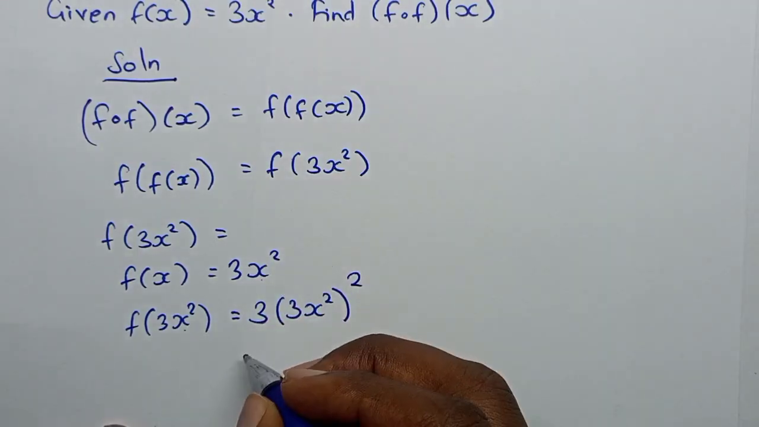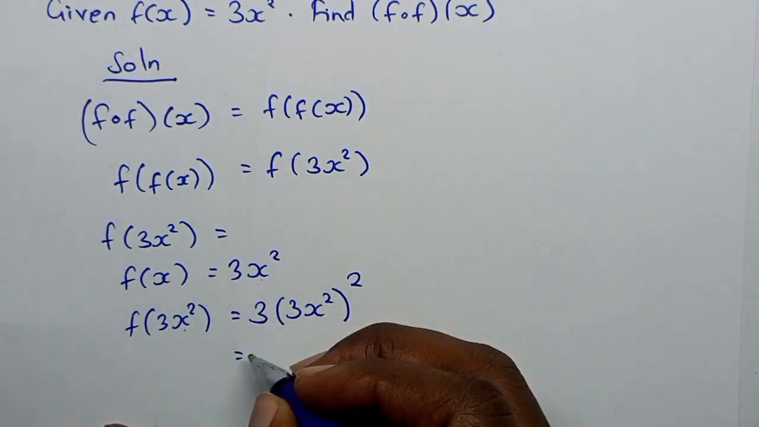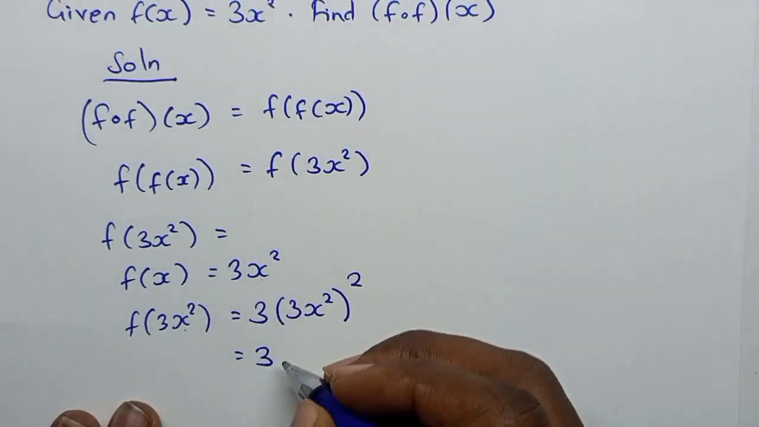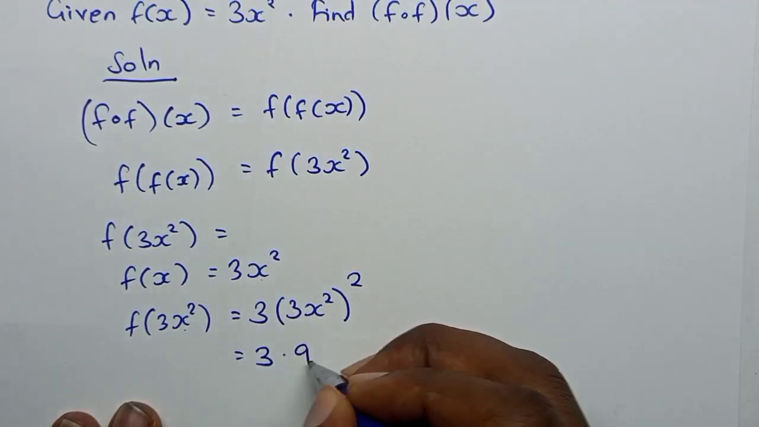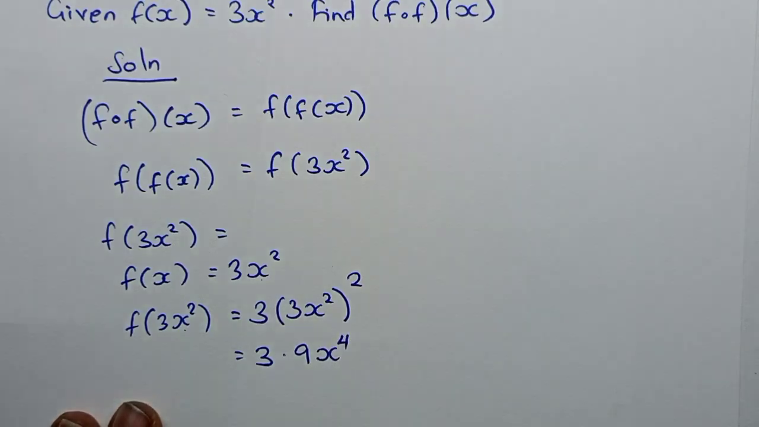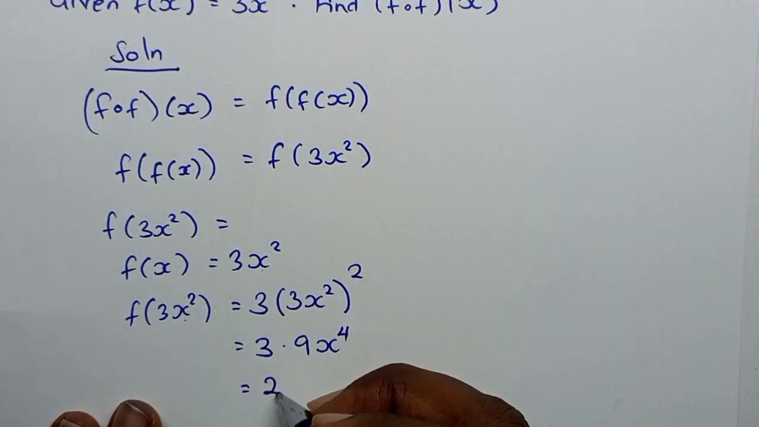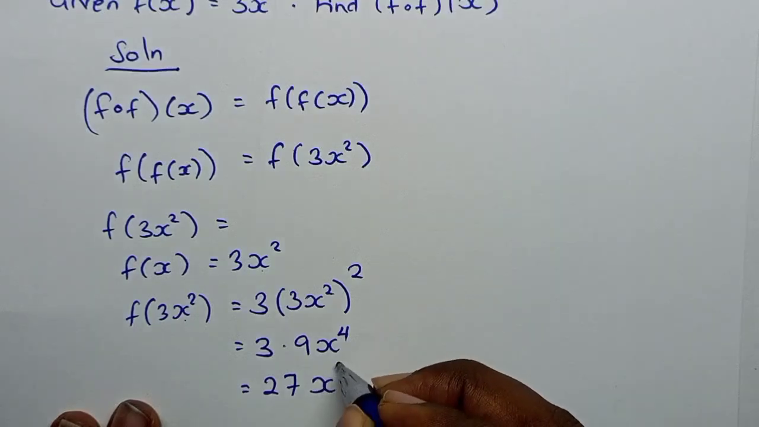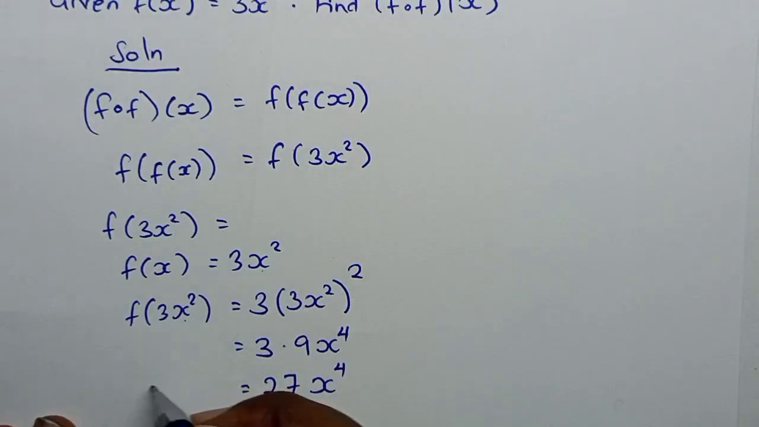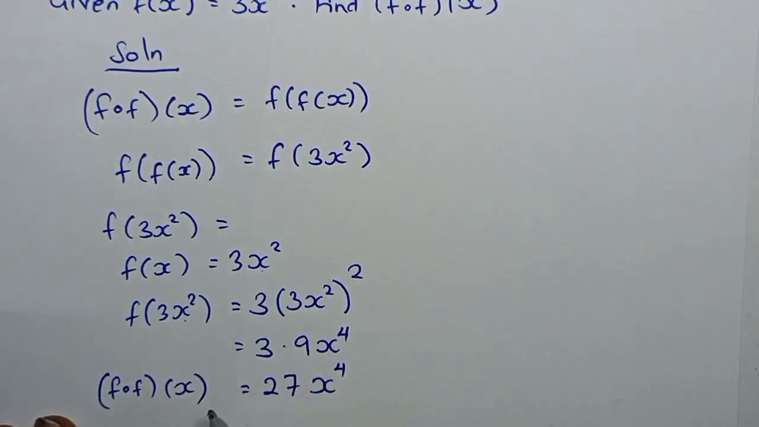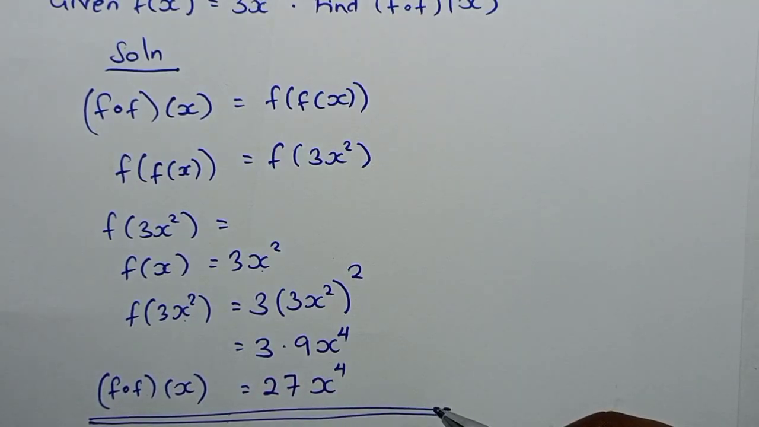Hope you understand that. So this will be equals to 3. When you work out this, this becomes 9x power 4, which is equals to 3 times 9 is 27. So 27x power 4. So this is f of f of x. This is what it is equals to. So that's how you deal with composite functions.